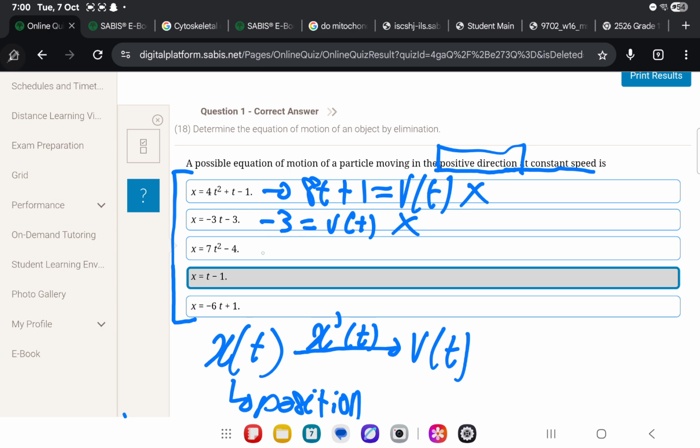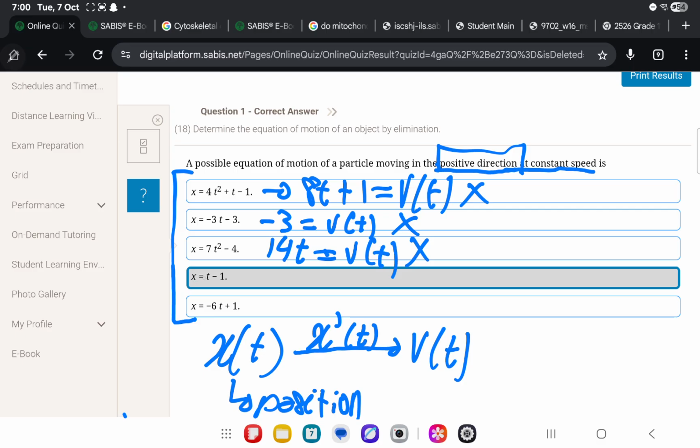Now, x equals 7t squared minus 4. You should immediately know this is wrong. But why? Because when you differentiate this, you're going to get 14t, right? Now, since we have t, that means that this is going to change. So this is equal to v of t. Now, at t equals 1, it's going to be 14. t equals 2, it's going to be 28. So as you can see, there is a change.